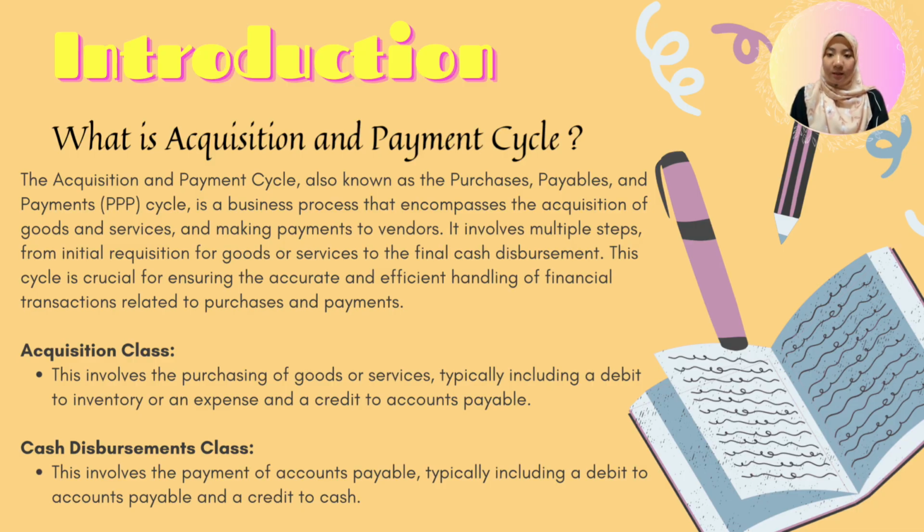For the acquisition class, this involves the purchasing of goods or services, typically including a debit to inventory or an expense and a credit to accounts payable. For the cash disbursement class, this involves the payment of accounts payable, typically including a debit to accounts payable and a credit to cash.